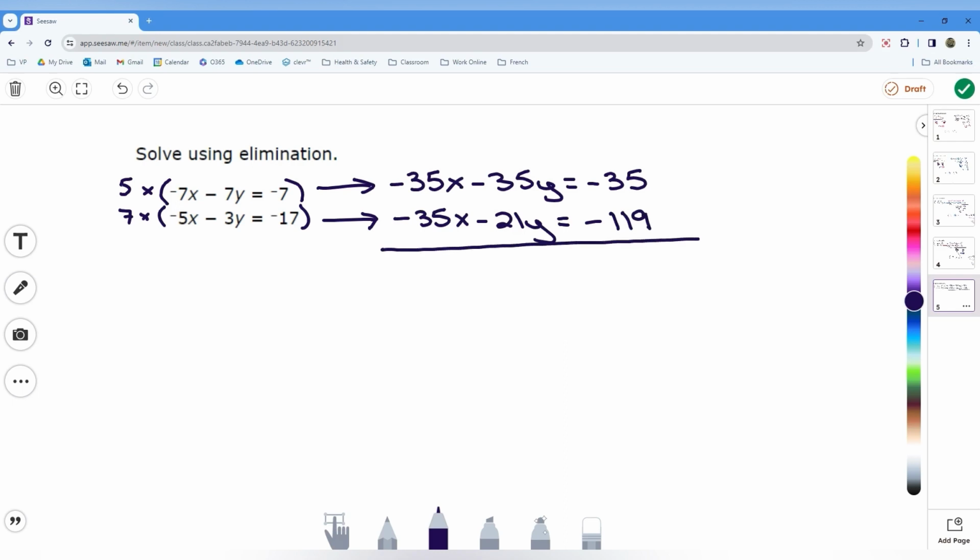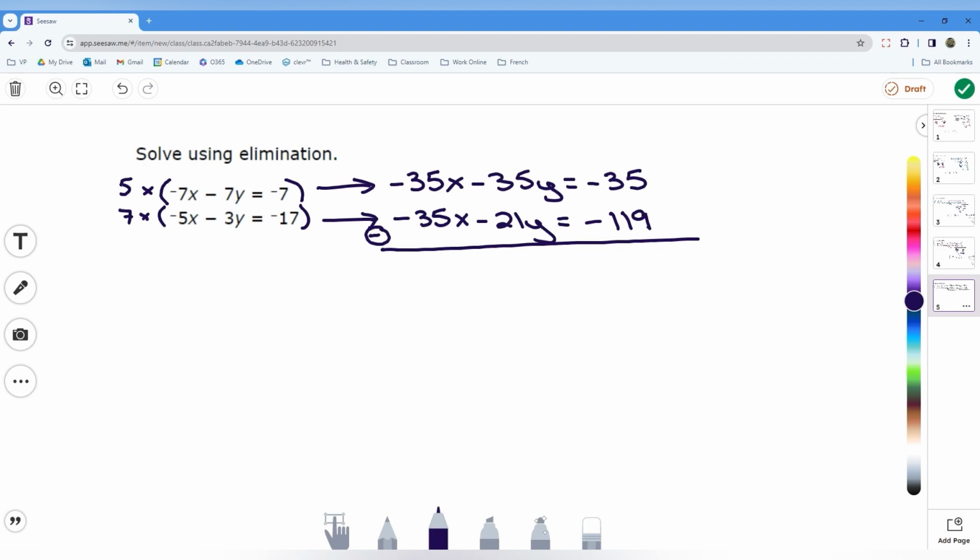We have the same leading coefficient. How am I going to make these x's cancel? If I chose to subtract, remember, subtracting a negative number is what is going to make this addition, which is what I need to do, because I need -35 to be +35 to make 0. So we are going to subtract.